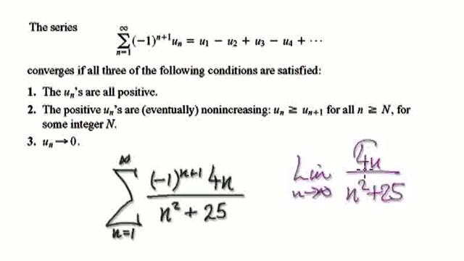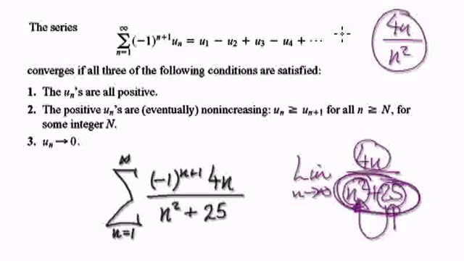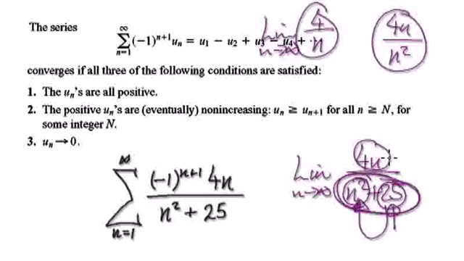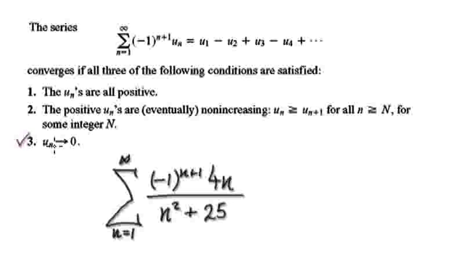As n tends to infinity, the numerator will just act as 4n. In the denominator, as n gets bigger and bigger, the 25 being added is going to be negligible, so the denominator will just act as n squared. So this whole thing will act as 4 over n. When you take the limit as n tends to infinity, this whole thing will head towards 0. So this will be satisfied.